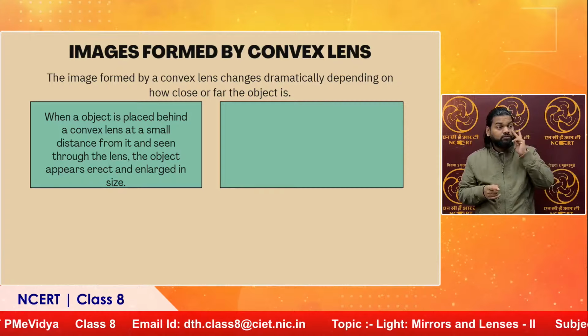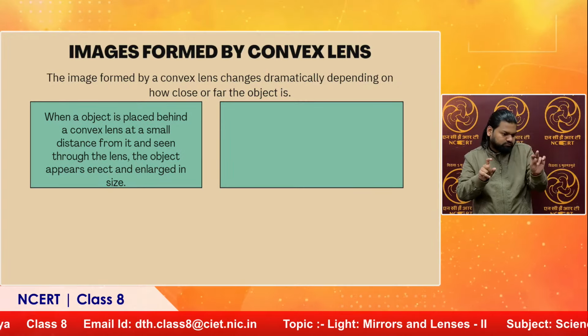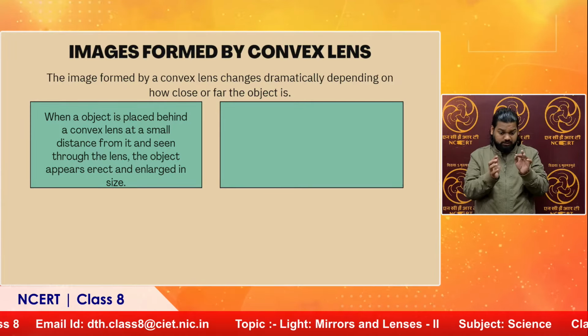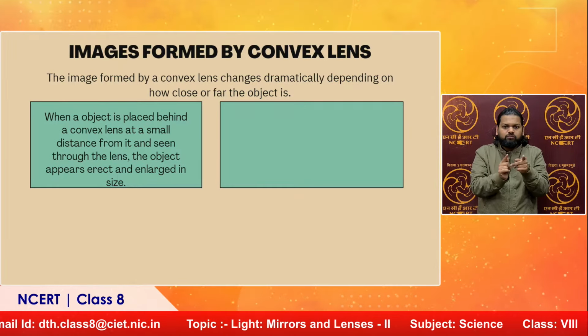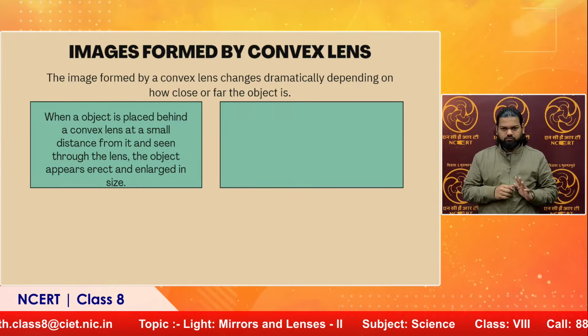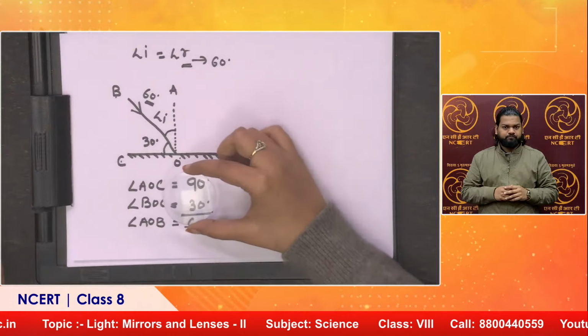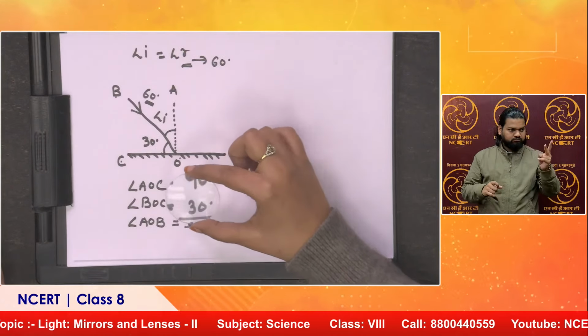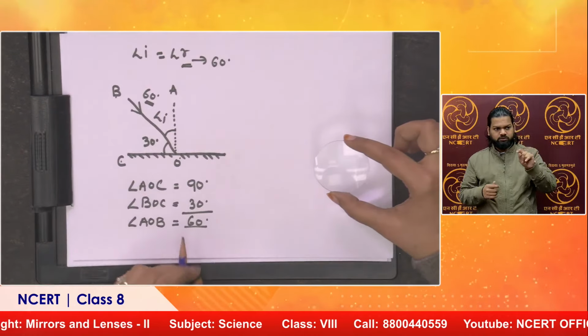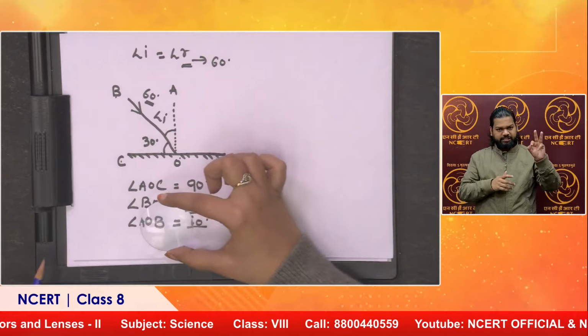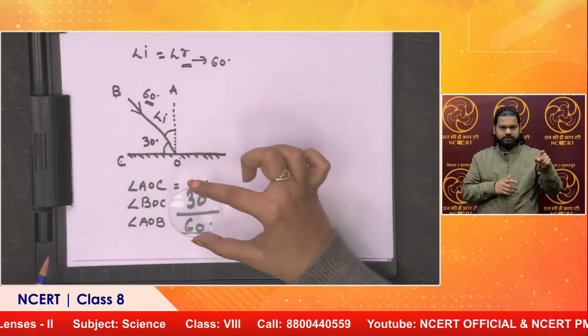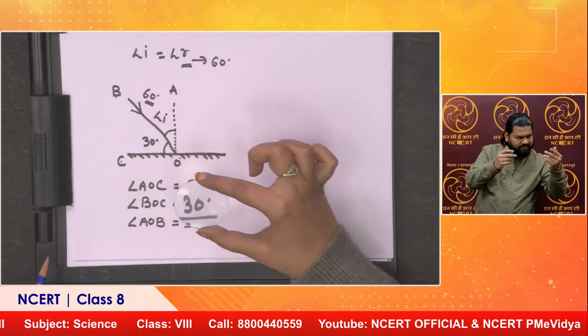So the cases we'll see here, what are those 2 cases? When the object is placed behind the convex lens at a small distance, we see the image formed to be the enlarged one. So that we can really see over here. If you can see the change, with the lens, there's a difference.